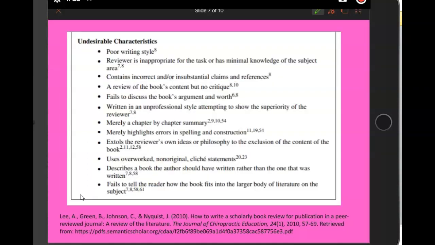And then undesirable characteristics is sort of the opposite of that. This is merely a chapter by chapter summary. I see this a lot when I work with undergraduates.